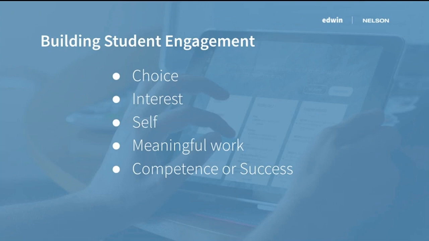Second last factor building in student engagement is competence or success. So doing things well and considering themselves good at what they do. This is aligned with choice, interest, self, and meaningful work. Students feel successful or competent and do well with learning that they've had a say in, that interests them and incorporates self, and that they see as meaningful. Edwin is adaptive to student needs. There are multiple grade levels for skill practice differentiation.